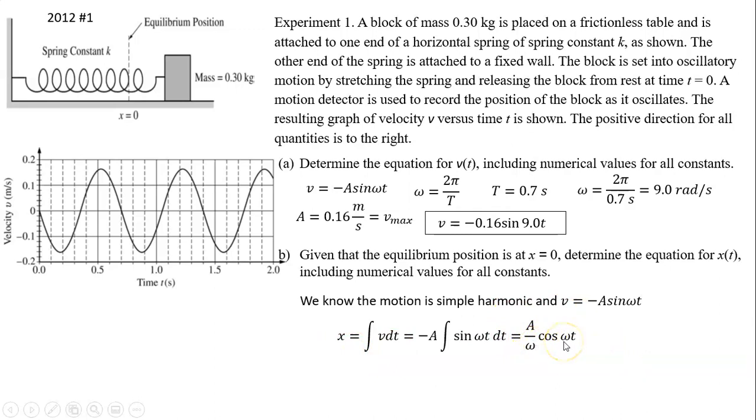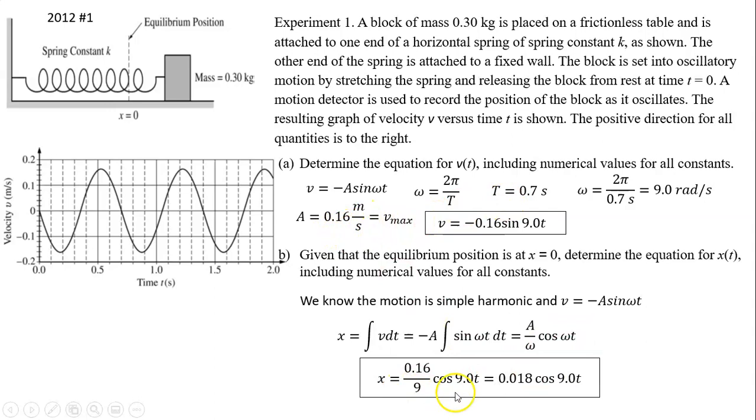What is omega equal to? We already know omega is 9 and A equals 0.16. Plug everything in, you should have x equals 0.018 cosine 9t. So that makes sense. When t equals 0, x equals 0.018. That's a positive maximum displacement. Then the block is going to move in the negative direction past equilibrium and vibrate back and forth.